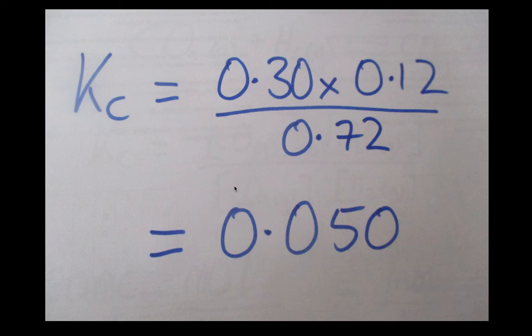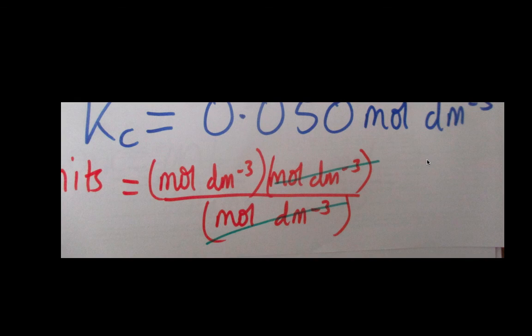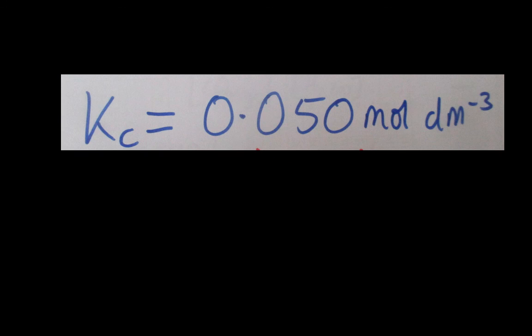So we end up with a Kc of 0.050. But of course we need to know what the units are. Well, the units, we've got 2 lots of moles per decimeter cubed on the top of our equation and 1 lot on the bottom. These two cancel out. So overall 0.050 moles per decimeter cubed.